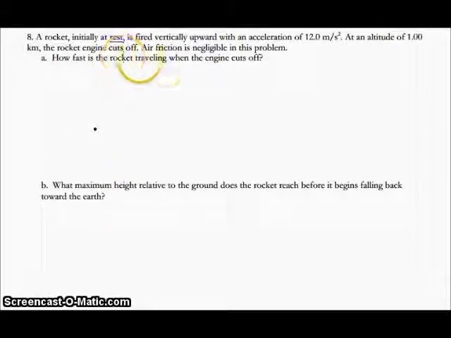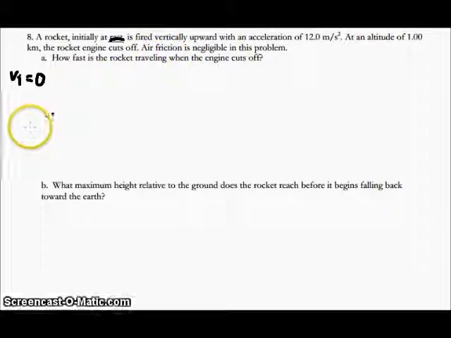The first thing you need to do when having a problem is to identify all the variables in it. And this is a problem I really struggled with on the first quiz. So I think the easiest way to solve this problem is to go ahead and write out all the variables before you even start looking at the problem. So it's initially at rest. So the initial velocity is 0.